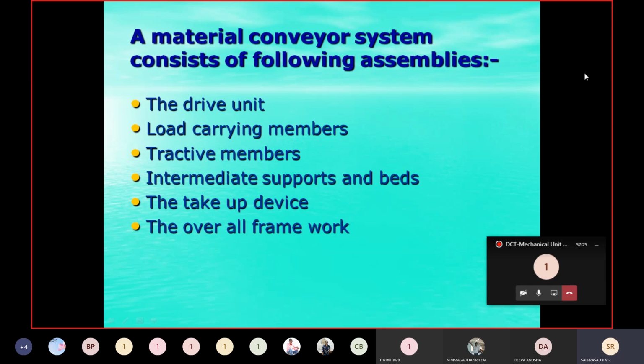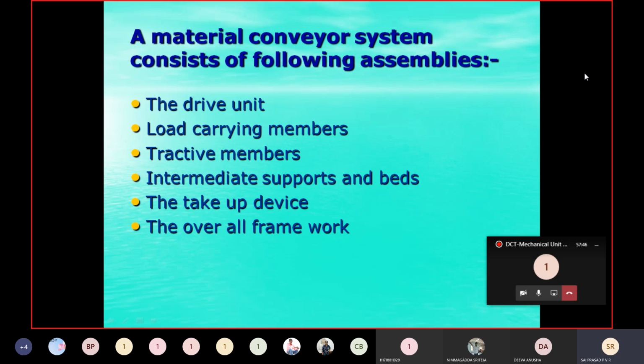Then intermediate supports and belts. Belt conveyors are used not only in one particular direction, but also for changes in direction. Sometimes you may have to go in the vertical direction also. So how to go for such kind of things? Hence we should have special designs for it, which we call intermediate supports and belts.